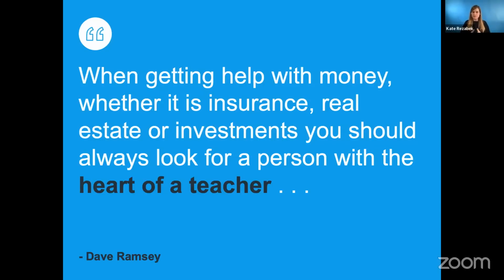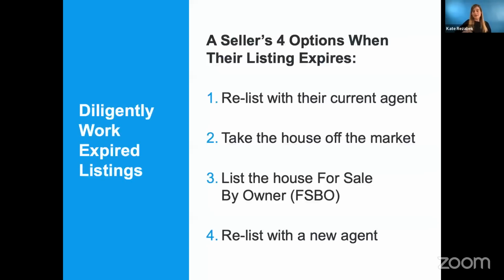So I want to start with the first one, and that's diligently working expired listings. We know right now that there just aren't enough homes on the market, and homes are staying on the market a little bit longer. Buyers are being a little bit choosier. So that means listings are going to expire. And so if you look at it, a seller has 4 options when their listings expire, and I'm going to walk you through each of these, because if you are the educated agent having conversations with sellers whose listings may have expired, you can really be a differentiator here.